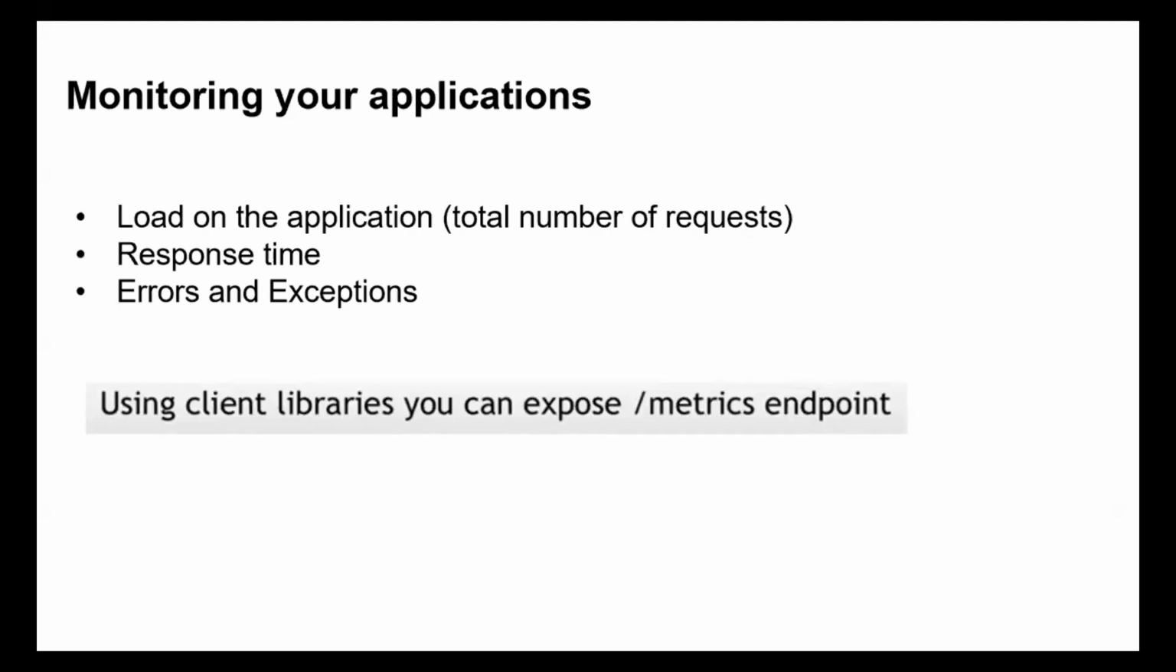So in regard to application performance, we have three main metrics. One is the load on the application. Another is the overall response time of the application. And the number of errors and exceptions generated by the application. By using the appropriate client libraries, we can have the application expose the metrics endpoint and Prometheus can collect the values of those application related metrics.